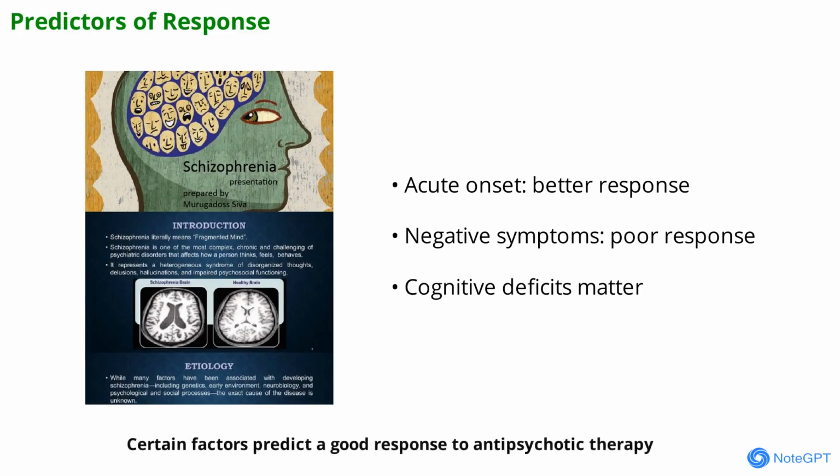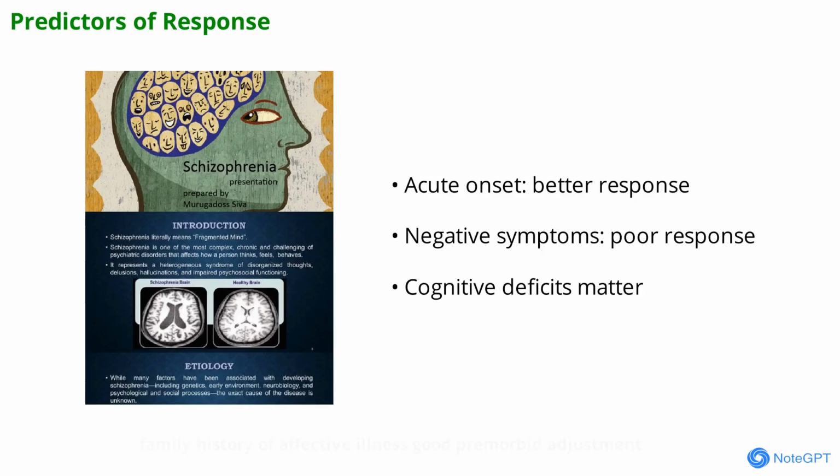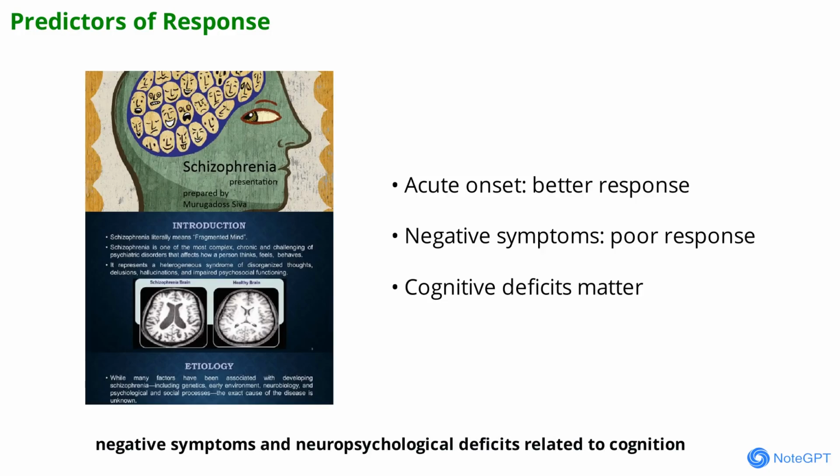Certain factors predict a good response to antipsychotic therapy, including acute onset of symptoms, short duration of illness, presence of acute stressors, later age of onset, family history of affective illness, good premorbid adjustment, and affective symptoms. Conversely, negative symptoms and neuropsychological deficits related to cognition are associated with a poorer response to treatment.